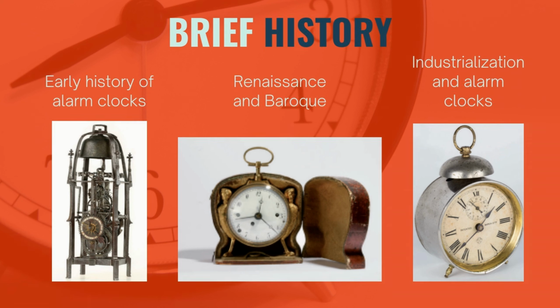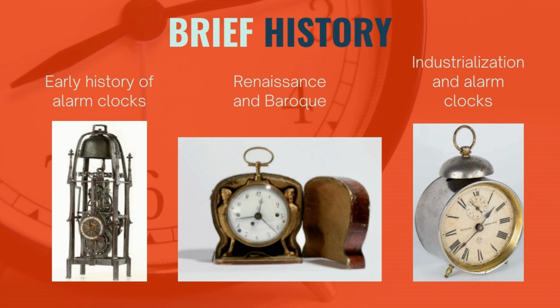Brief history of alarm clocks. The first stage is the early history of development. The picture shows a Gothic iron clock with an alarm clock from 1580. In this period, such clocks were objects of luxury. At this time, people woke up when the light came or when the rooster crowed.